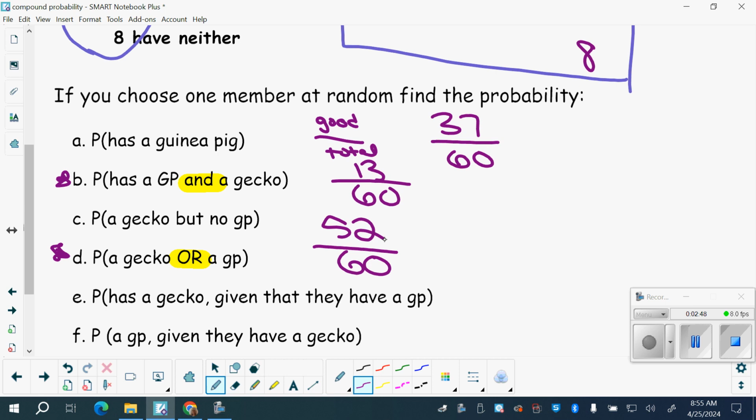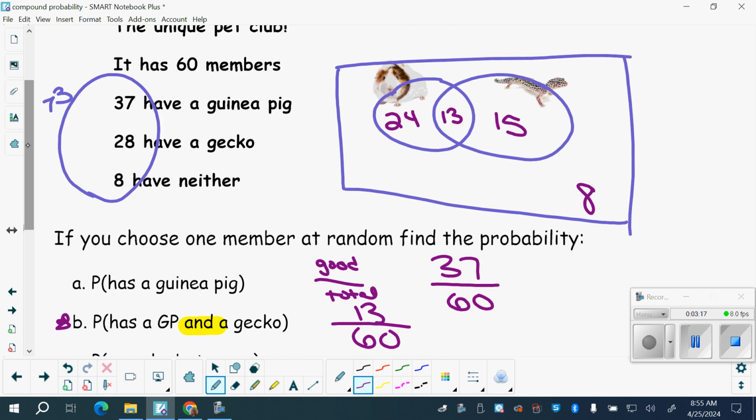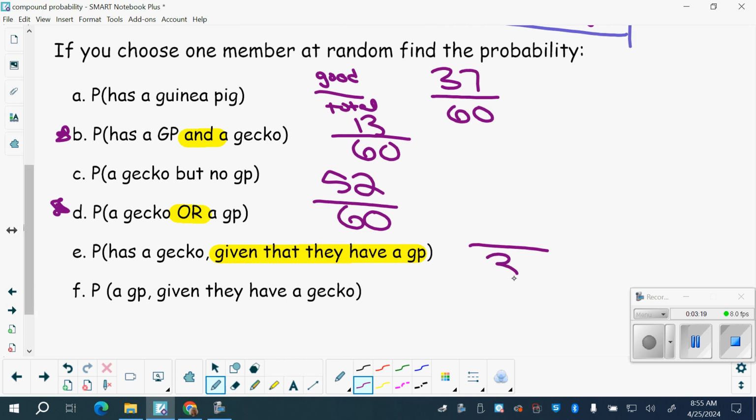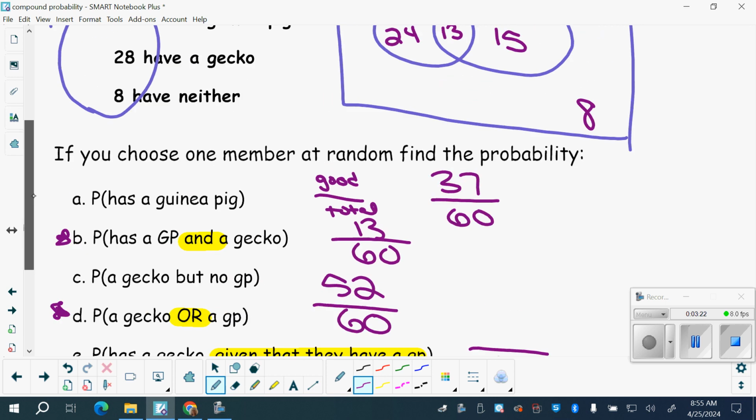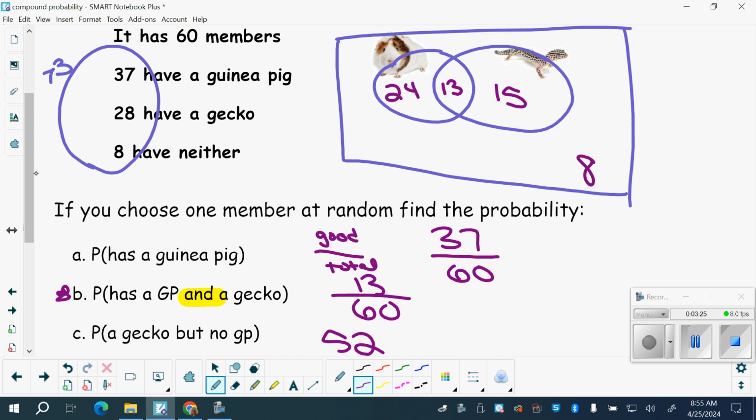Here we come to a little bit harder probability. Now on this one, I need everyone to take a look at this. When it says "given that," that changes my denominator. I am only looking at my guinea pig people. I don't want everyone. This is called conditional probability, just my guinea pig people. So I want to know, given that they have a guinea pig, that is 37 of them, how many also have a gecko? So just looking at my guinea pig folks, how many also have a gecko?